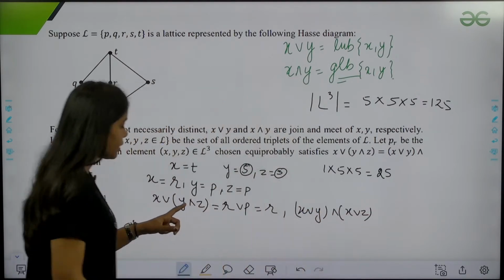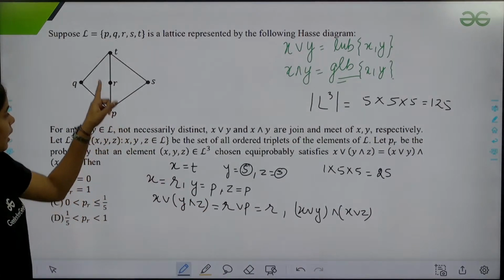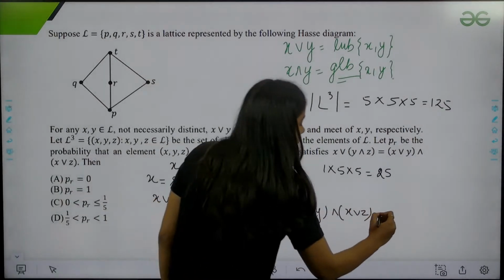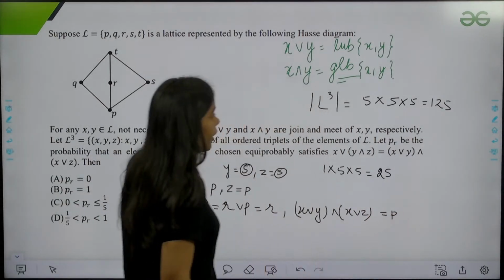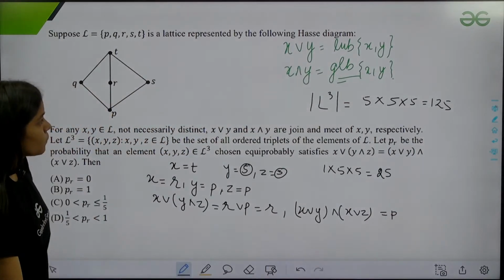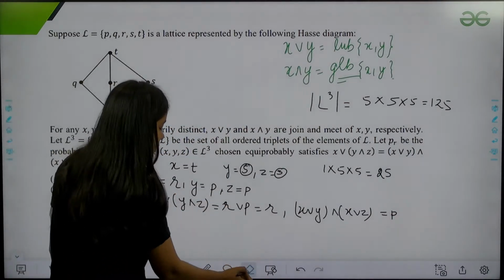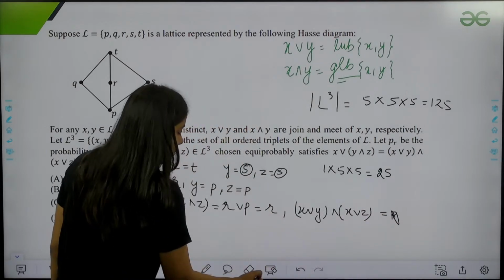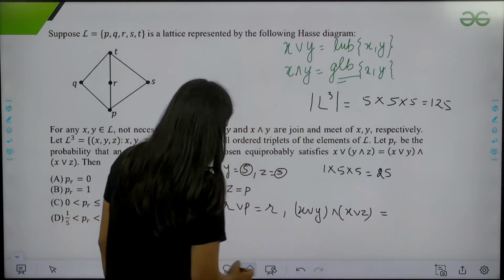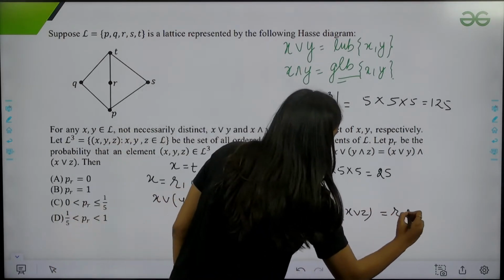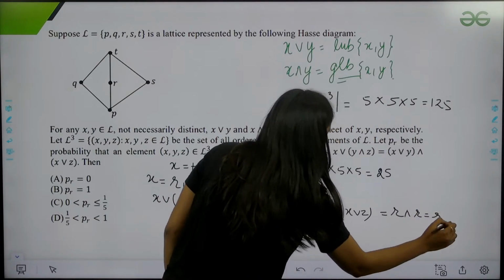What is x and what is y? R or P. R or P will be P. Sorry, R or P will be least upper bound. So it will be my R. R and R, and if I solve R and R, I'll get R.